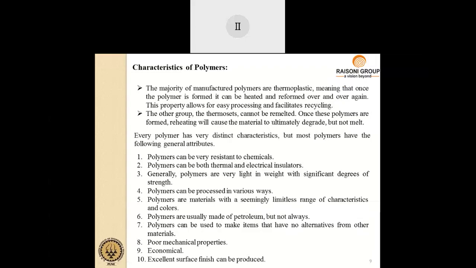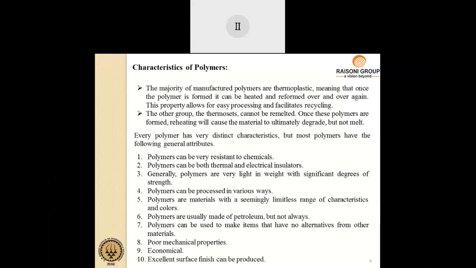Polymers are materials with a seemingly limitless range of characteristics and colors. It is very interesting that their characteristics and features are very wide, and we can get polymers in different colors, which widens their applications. Then polymers are usually made from petrol but not always. So generally we make polymers using different types of petroleum, but in other ways also we can process these polymers.